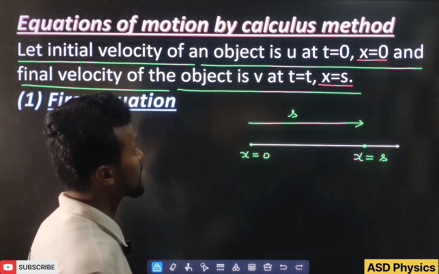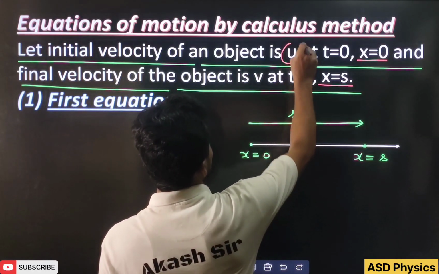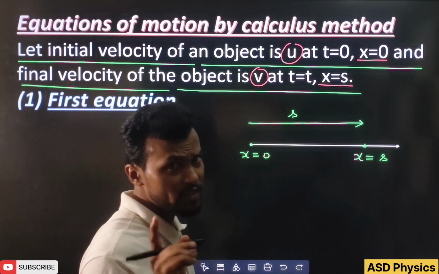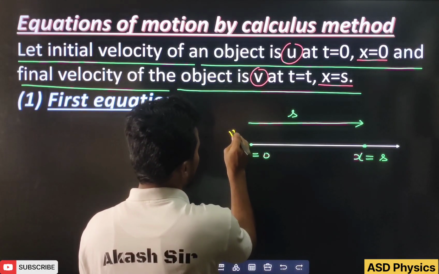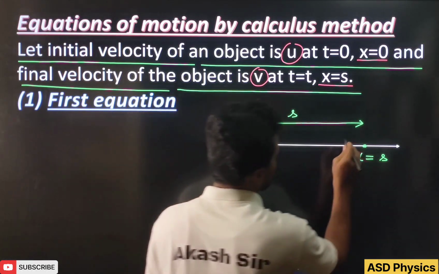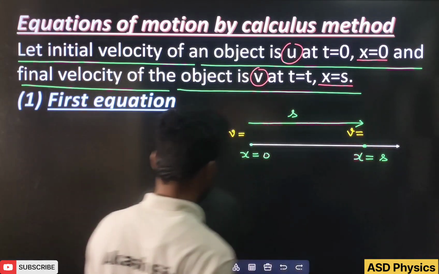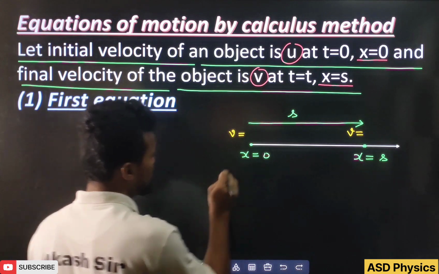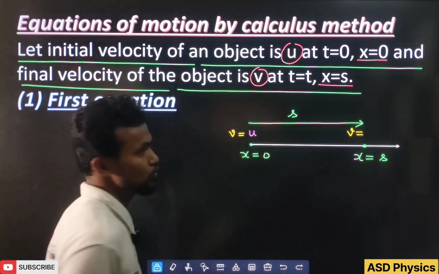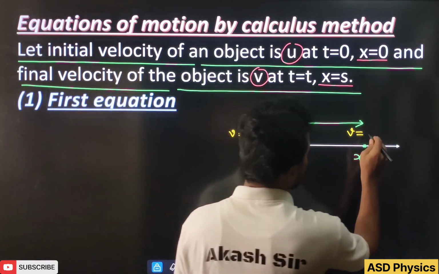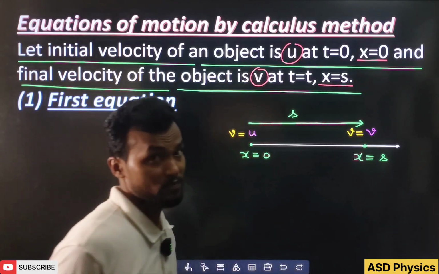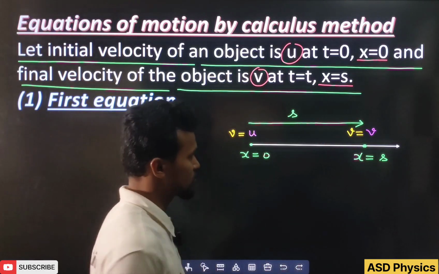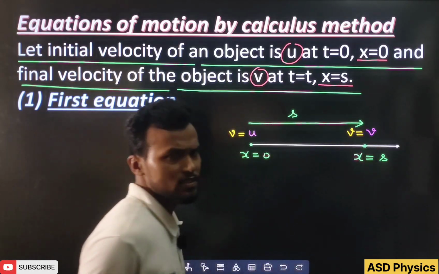Now if you talk about the velocity, initial velocity u, final velocity v. Remember that whenever we write the velocity, we will always use the term v. This v will represent the velocity. So what is the initial velocity? Initial velocity is u. And what is the final velocity? The final velocity is v. Again, I'm telling you that v means velocity. u is the initial velocity. v is the final velocity.